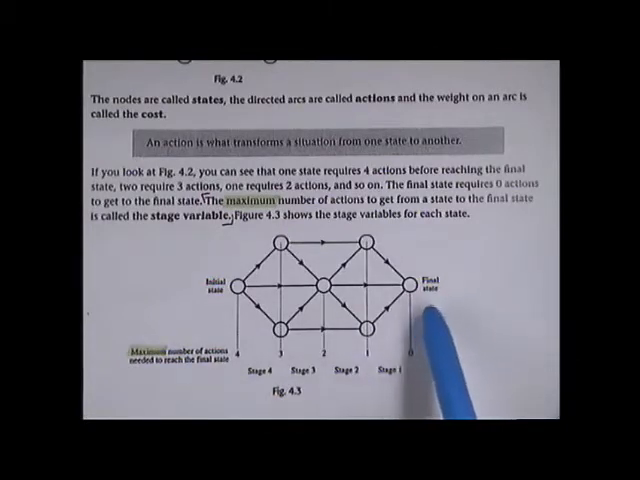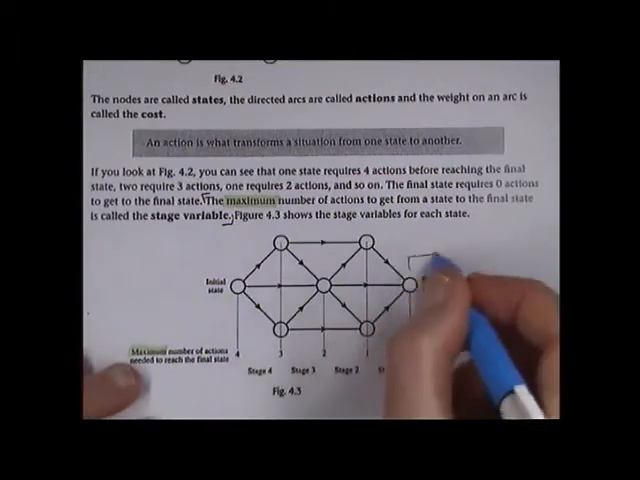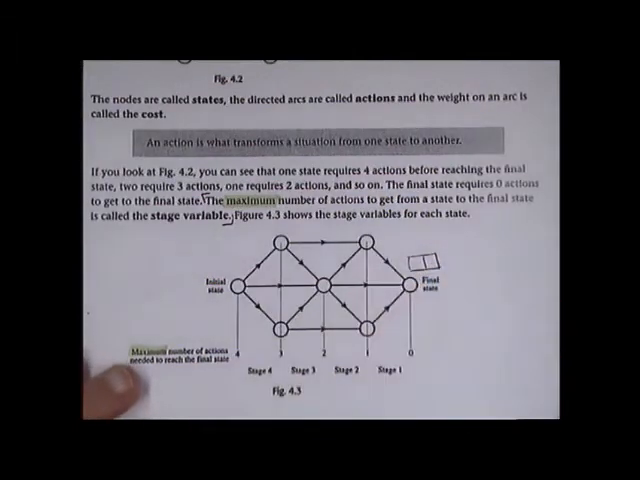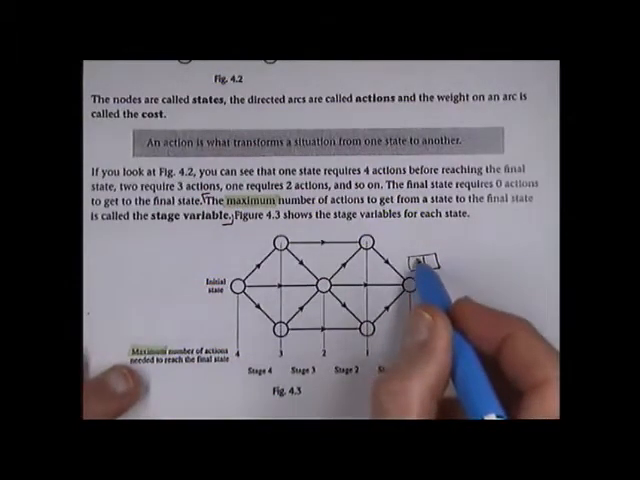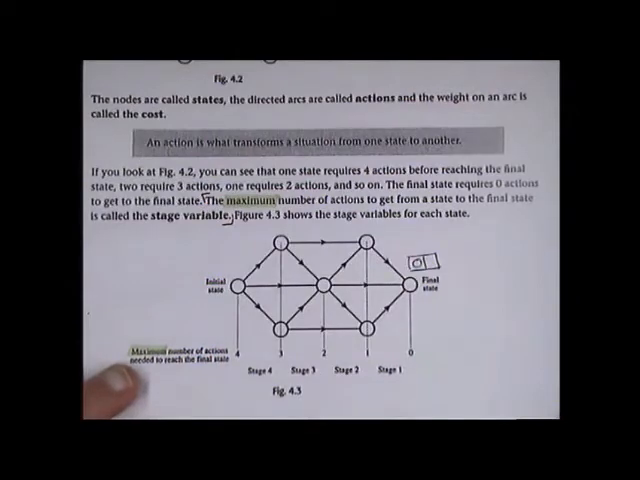This node here, how many actions are needed to get to the end from here? 0. Now, for each of these nodes, I want you to write down 2 numbers. You may be able to fit them in your circles. If not, doesn't matter. Just put a box there, something like that. And that takes 0 actions to get there. So you can put a 0 there.